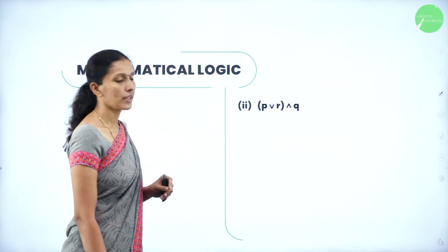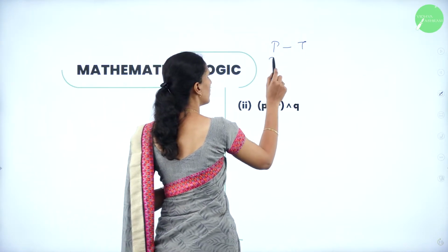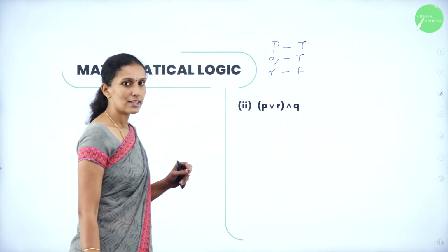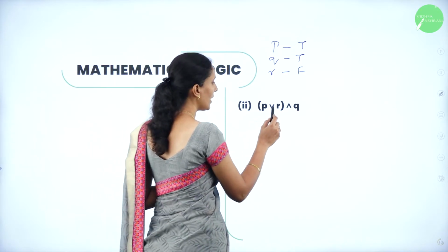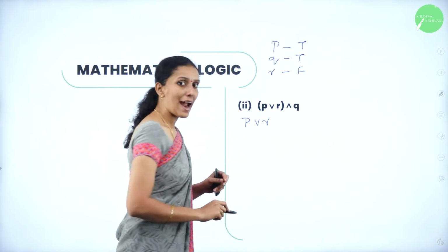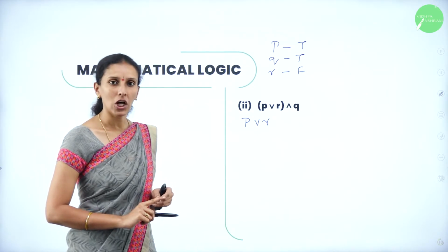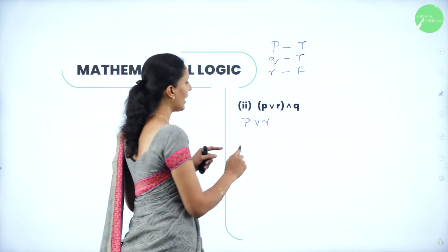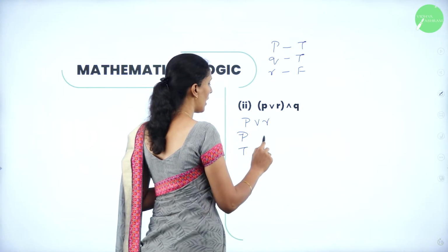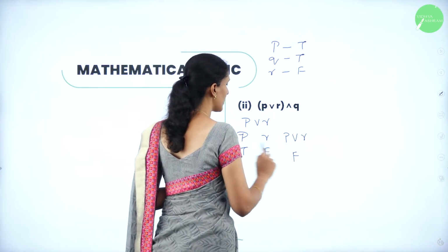Next, we come across one more proposition. Remember, given P is true, Q is true, R is false. Let's verify these logical connectives. We have P and R. So what does AND say? If both are true, it is true. In all other cases, it is false. So we have P as true, and R is false. So therefore, P and R will be false here.